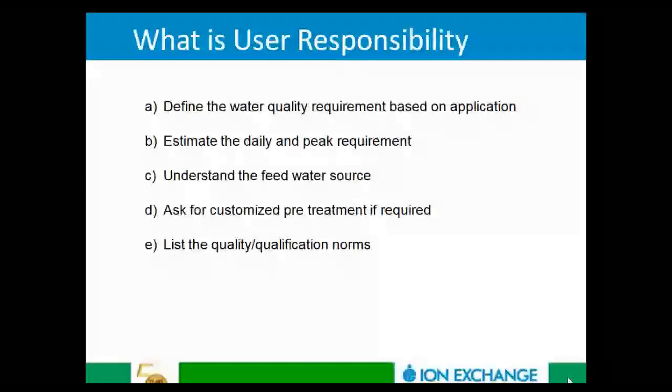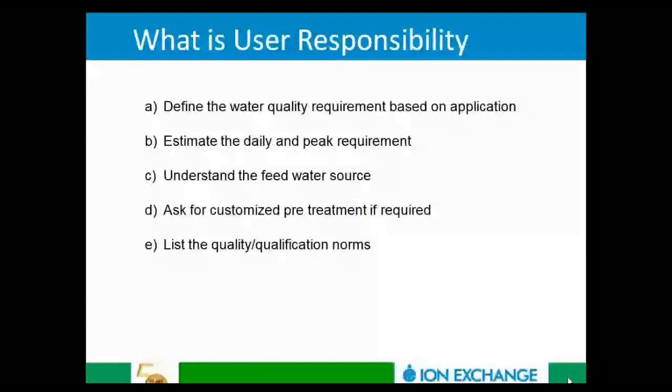The third important thing is to understand what the feed water source is. As I just discussed in the earlier slide, the water purification system is made of different purification techniques, different purification packs. And this performance gets exhausted while treating or blocking the contaminants. Hence, the life of this consumable will depend on the feed water quality.